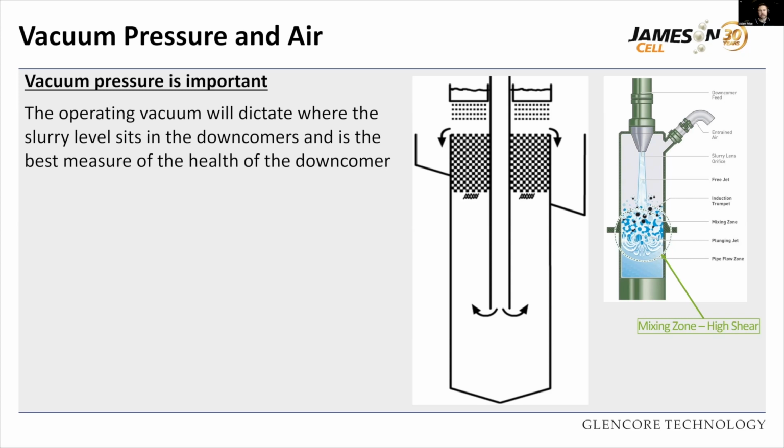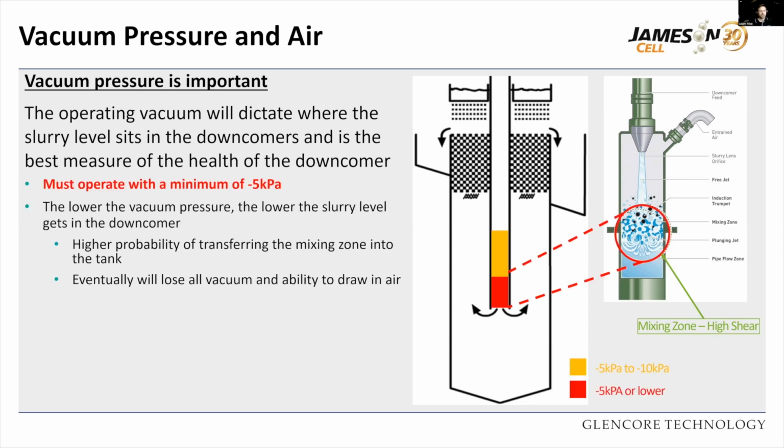So what the vacuum also does is it actually dictates where the level sits within the downcomer. So with the air valve fully shut off, basically the slurry level in the downcomer will rise up basically right to the top of the downcomer. And as soon as you let in air to the system, the level will gradually drop off the more air you introduce.